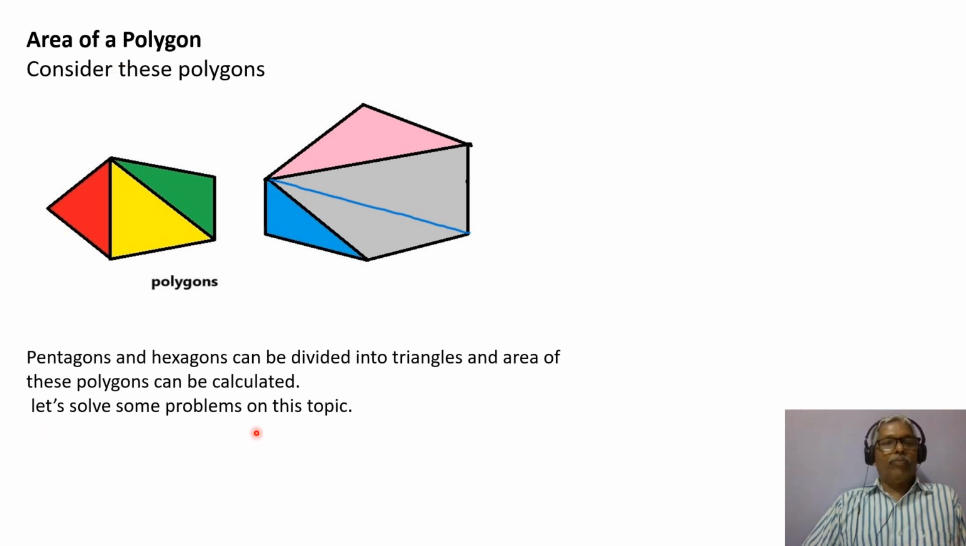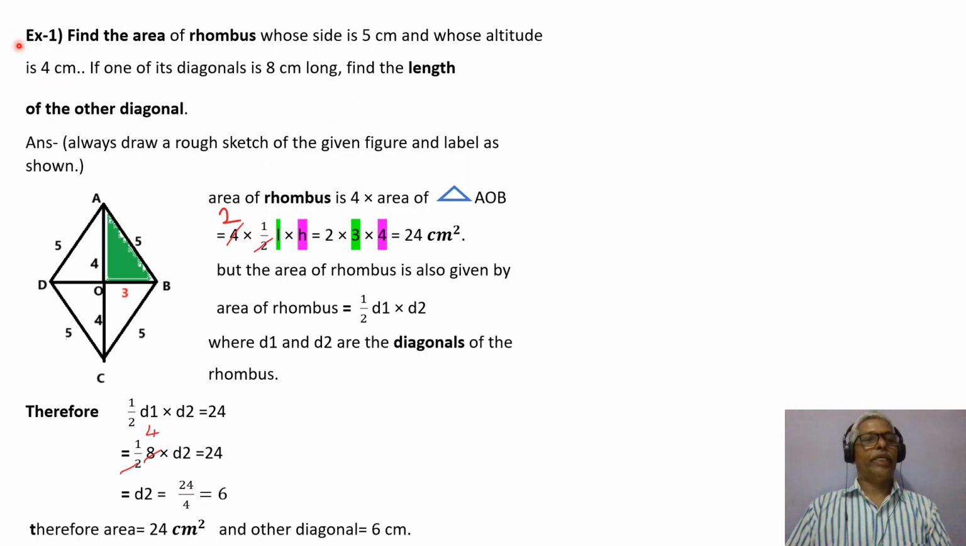So let us solve some problems on this topic. Exercise number 1, read this very carefully. Find the area of a rhombus whose side is 5 centimeter and whose altitude is 4 centimeter. Side is 5, all sides are equal for a rhombus, remember that. And altitude or height is 4 centimeters. If one of its diagonals is 8 centimeter long, find the length of the other diagonal.